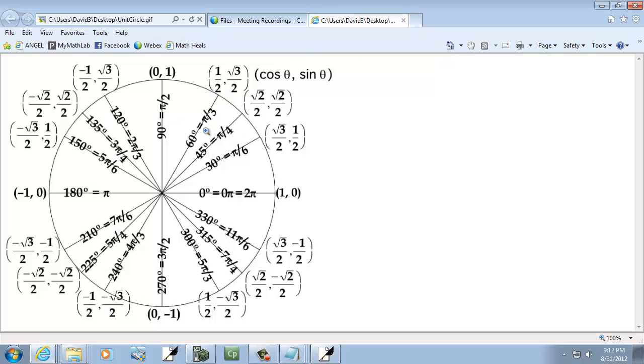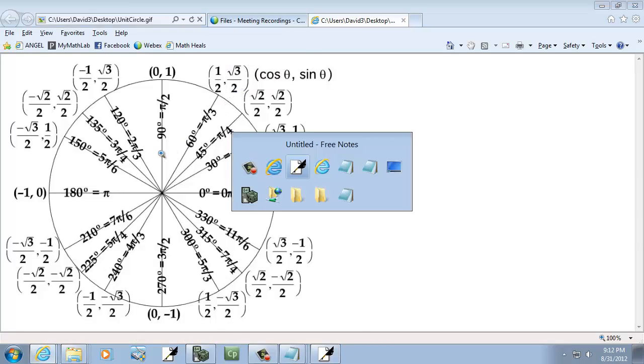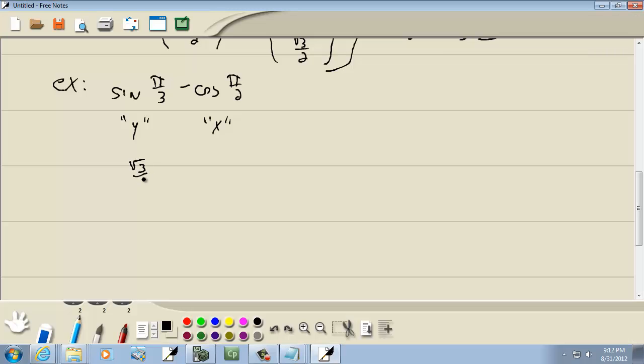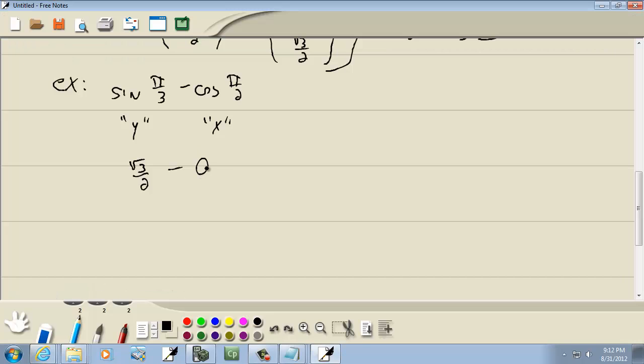Pi over 3, here's pi over 3, and we said we want y, which will be the square root of 3 over 2. Minus, and go to pi over 2. Here's pi over 2. Cosine is our x, which is 0. So our answer is square root of 3 over 2. That one is pretty easy.